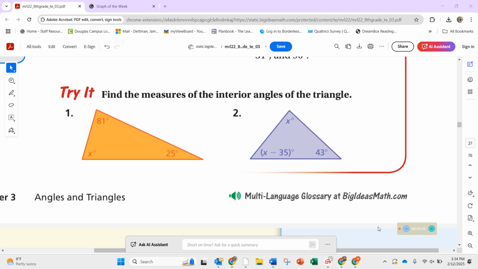I want you to sketch these two triangles real quick and solve them. So sketch triangles 1 and 2. You're going to label them 1 and 2. You're going to sketch it. You don't have to use a fancy color or anything. Just sketch it with pen, pencil, whatever you got.